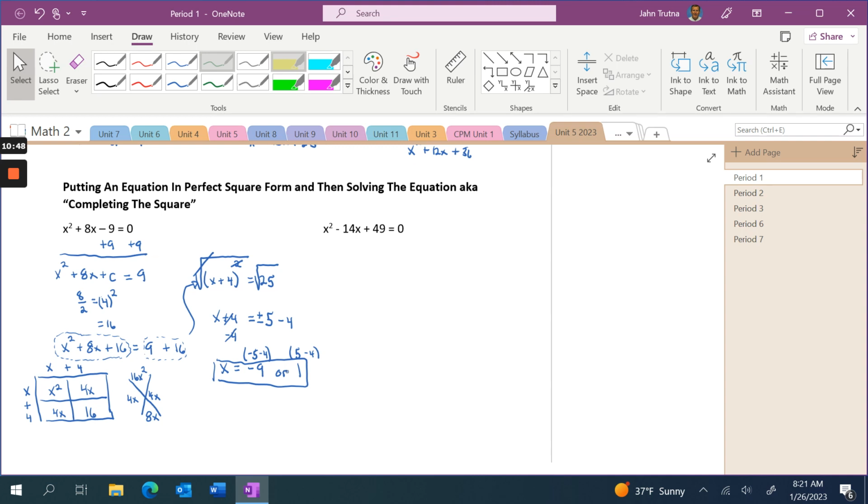x squared minus 14x plus 49 equals 0. So the first part of this problem is this 49 is supposed to be where the c is. Okay, so I have to get rid of the plus 49.